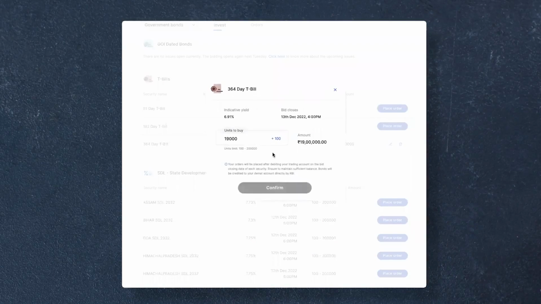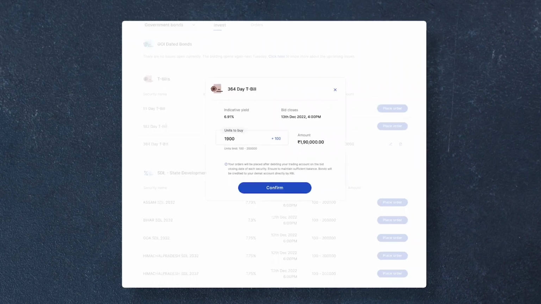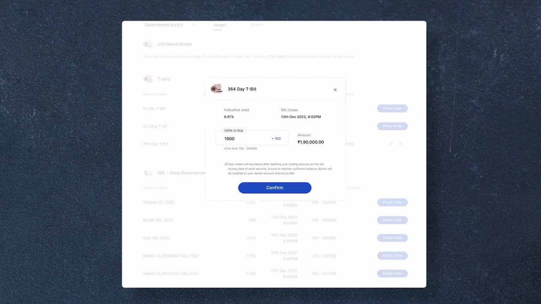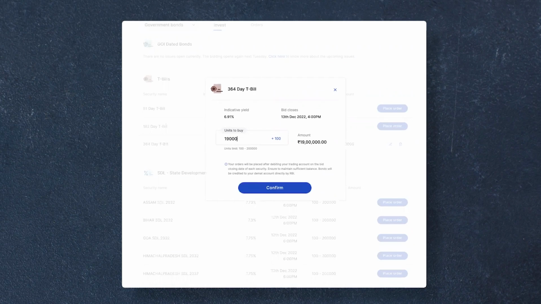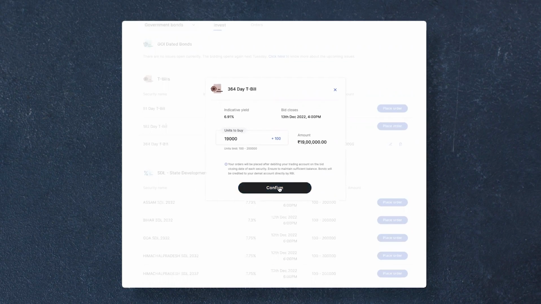All you simply need to do is go to your Coin by Zerodha account and look at the auctioning date of these different T-bills. And here you can see that I have purchased a T-bill of 364 days maturity.